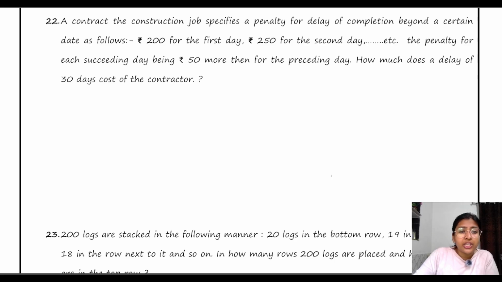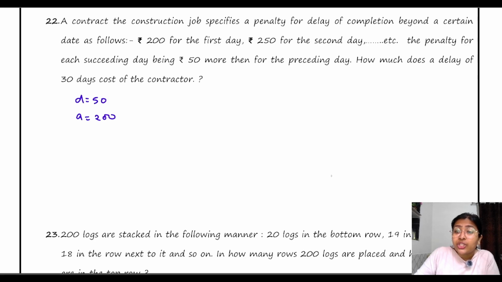The penalty for each succeeding day means the next day's penalty is 50 more than the previous day's. Succeeding means the one ahead, and preceding means the one behind. So it means we have the common difference as 50. We have the first term as 200 because the first day penalty is 200.